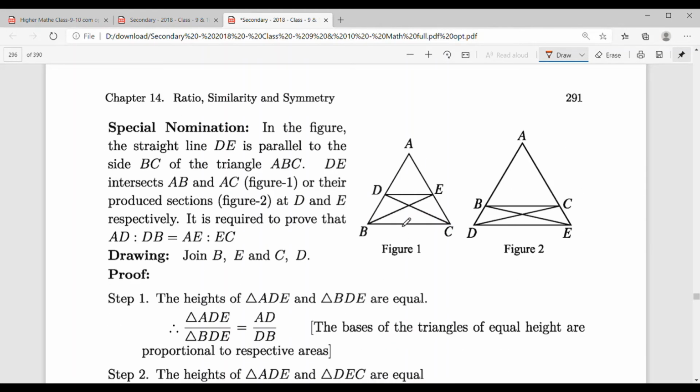That means if we draw DE parallel to BC and this DE intersects the other two sides AB and AC, then these sections are proportional. That means AD by BD is equal to AE by EC. Okay.